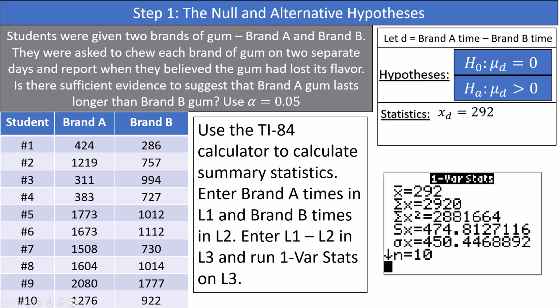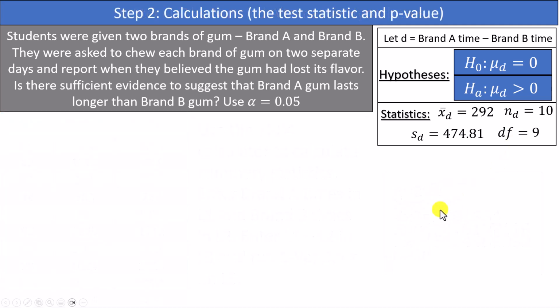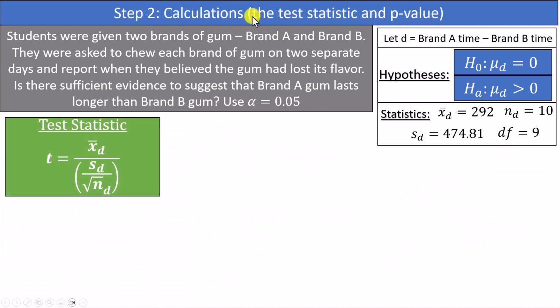We also have a couple other numbers that we need from here. The sample standard deviation of the difference is 474.81. We have the sample size, which was 10, and then we can also find the degrees of freedom, which is 9. Next, we can move on to step number 2, which is the calculations, finding the test statistic and the p-value.